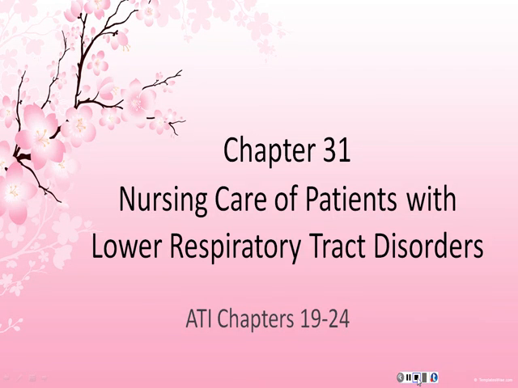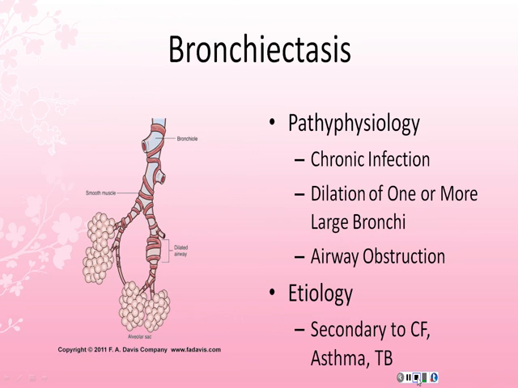So bronchiectasis is caused by a dilation of the airways, which causes them to become flabby, which allows secretions to pool. These secretions are really difficult to cough up, which leads to these recurring infections. These usually occur secondary to other chronic respiratory disorders such as cystic fibrosis, asthma, tuberculosis, bronchitis, or exposure to toxins.